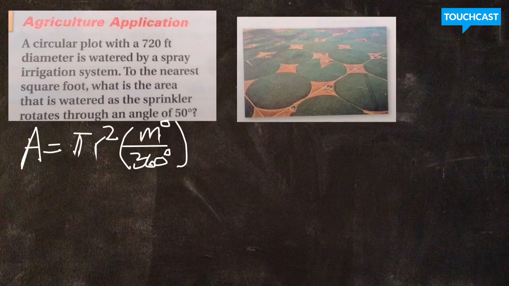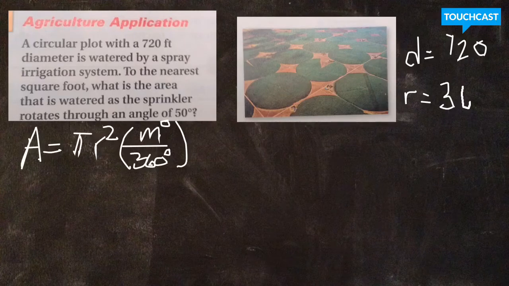So we know that the diameter is 720 feet. We learned the other day that the diameter is just 2 times the radius. So to find the radius, we just have to divide 720 by 2. 720 divided by 2 is 360. So we know r.